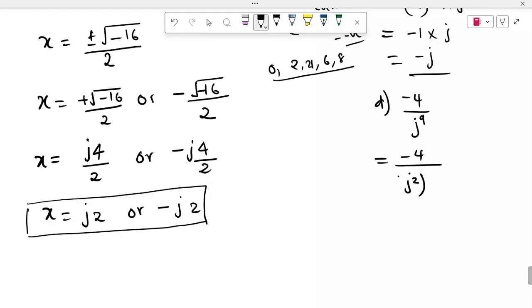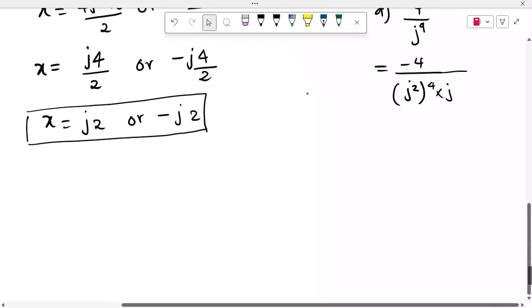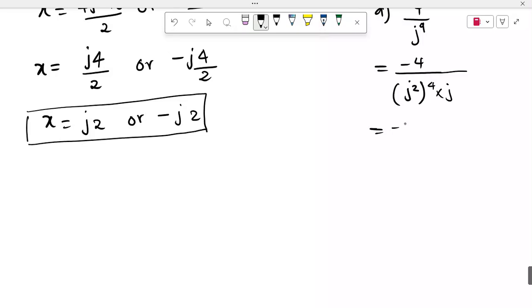You always have to express j squared because we want a -1. So how can we get the 8? So if we say power 4 here, multiplied by j, what are we going to have here? So 2 by 4, 8, plus 1, this one 9. Okay, so we are on the right track. So say -4 over, so this will be -1 to the power 4 multiplied by j.